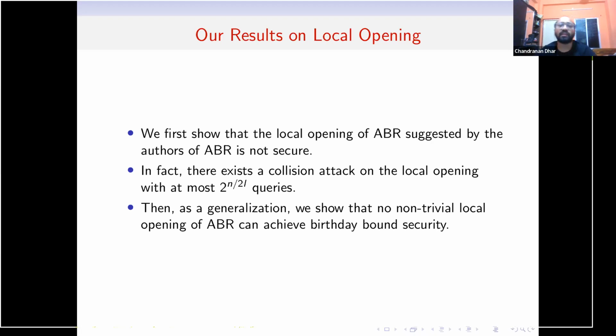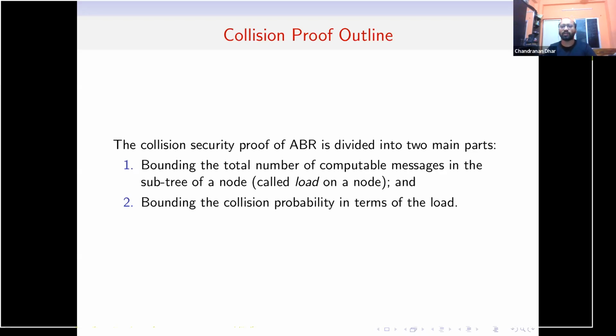But then we move on to the main proof in the ABR paper, that is the proof of the collision resistance. So first we have a look at how they try to prove the collision resistance of ABR hash. First of all, their proof of the collision security can be divided into two main parts. First, they define something called the load and bound the load. And then they bound the collision probability in terms of the load.